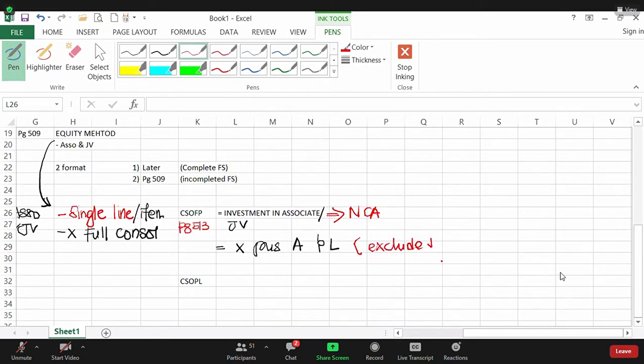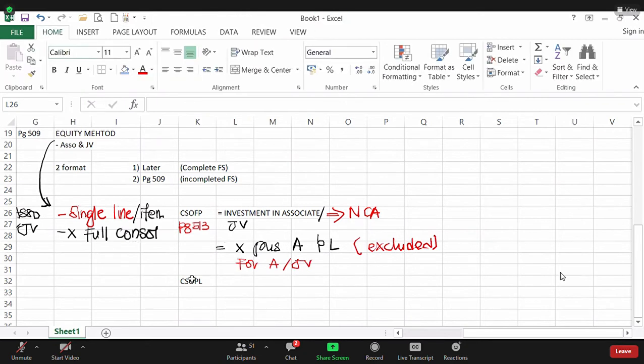Excluded. You totally ignore the assets and liabilities of associates and JV. Okay? You do not add the assets and liabilities for associate or JV. Okay? That was for consolidated SOFP about associate and JV.